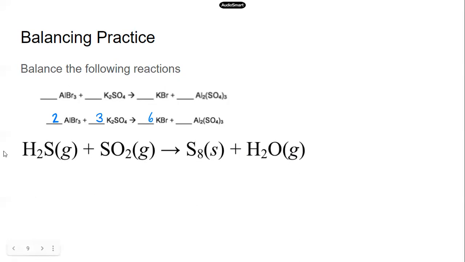And then also, because of that, we get 4 hydrogen after that. So then we're going to need to put another 2 out in front of the hydrogen sulfide. So then everything is balanced at that point up until the sulfur. And it's a little more difficult in sulfur because we're going to have 3 on the left side and 8 on the right side. So it's not going to divide super easily.